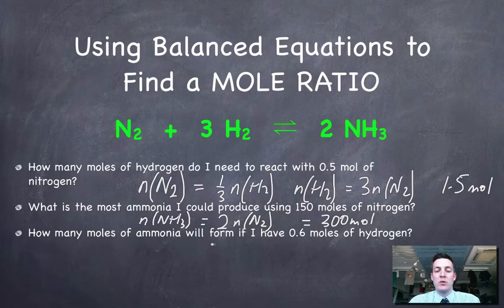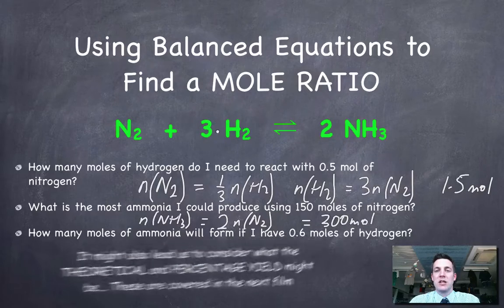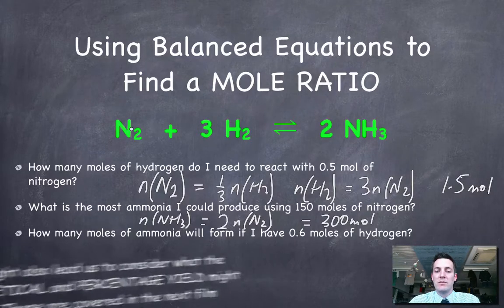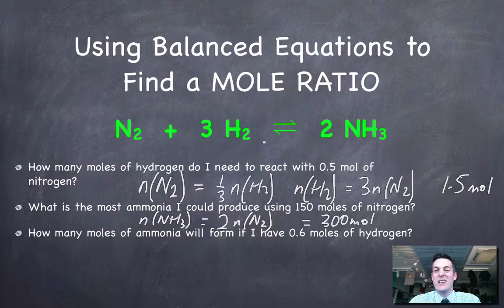How many moles of ammonia will form if I have 0.6 moles of hydrogen? Well, this is leading us on to a slightly more interesting question, I think, which is about what is the limiting reagent in this reaction? And that's something that we're going to look at in a bit more detail in an upcoming film. But you could say that just because I've got 0.6 moles of hydrogen, it doesn't mean I'm going to have enough nitrogen to react with it. Okay? So I can't be certain about how much ammonia is going to form.